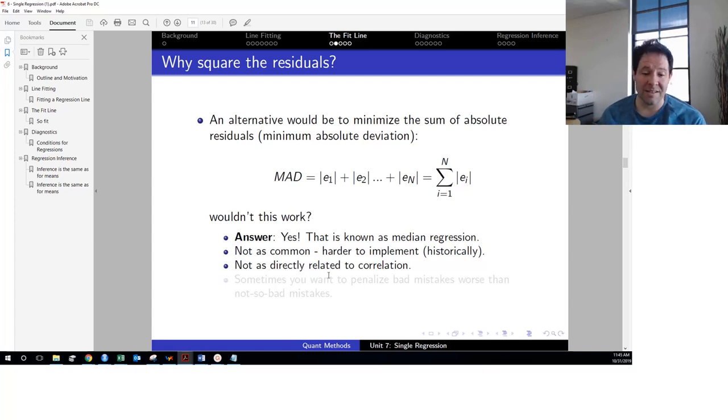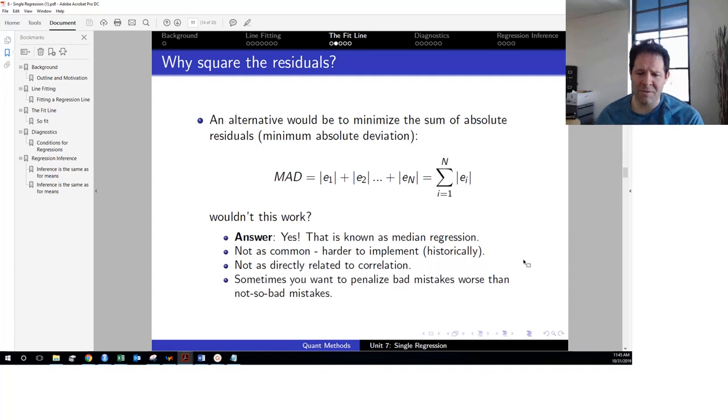The other is that it's not as directly related to correlation, which we've talked about in the class, as a more intuitive measure of how things are related. As we'll see, regression and correlation have a really tight relationship to one another, and so we'll want to be able to say how correlation relates to our regression coefficient, like the slope of this regression line. There's going to be a direct link between those two things.